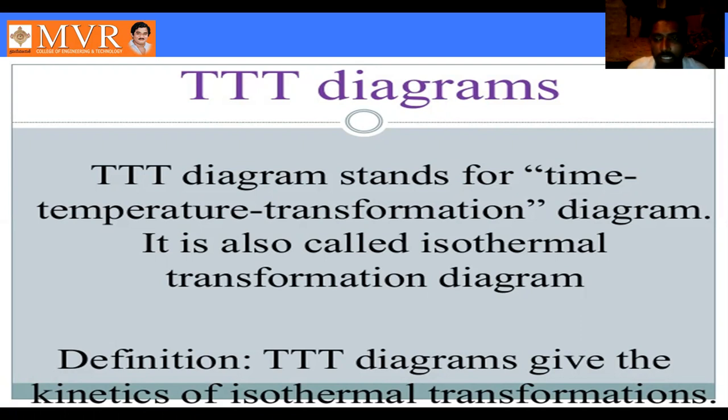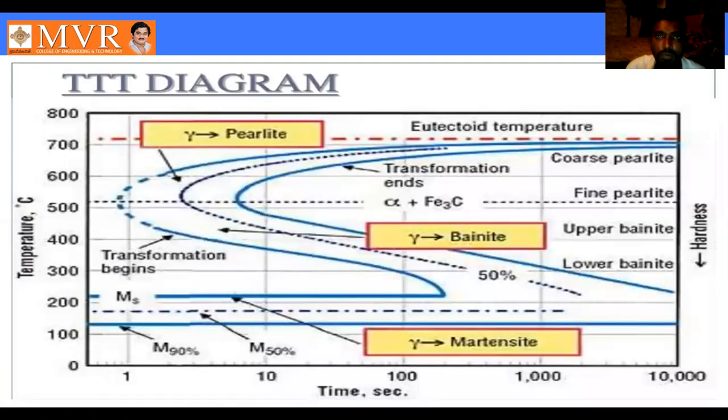The stability diagram gives the kinetics of isothermal transformation. That's why we can call it a 3D diagram. See here, the complete 3D diagram. In this 3D diagram, you can see a single line definition. This diagram is nothing but the austenite transformation.